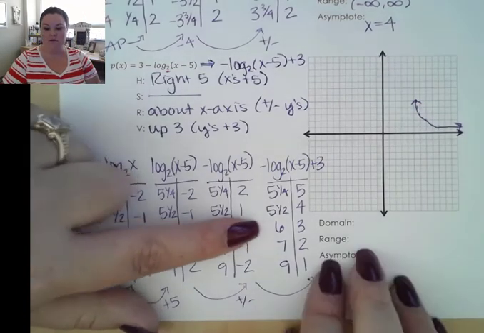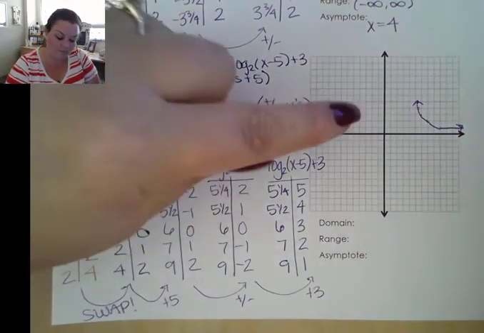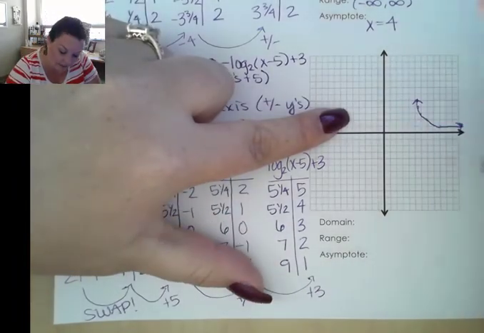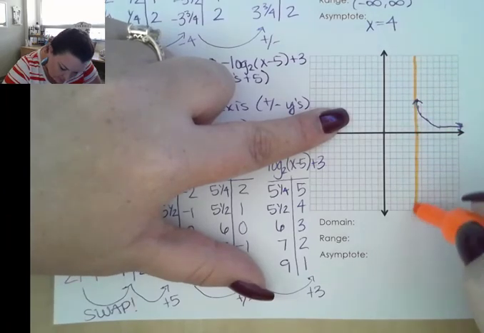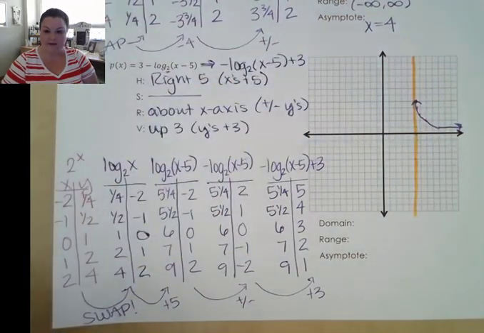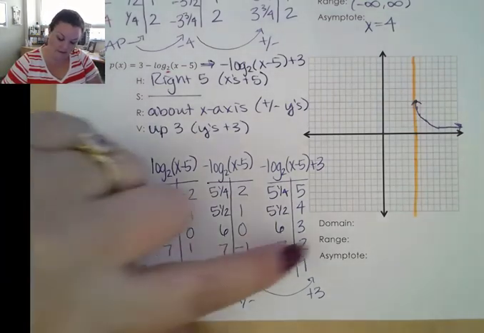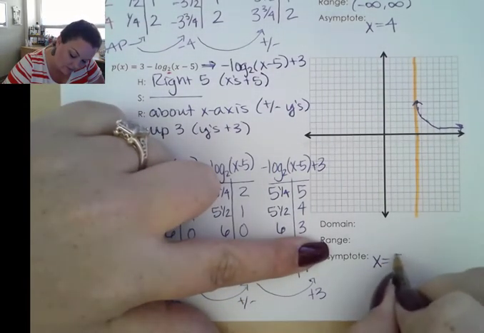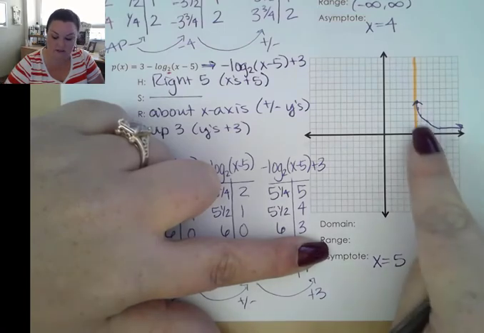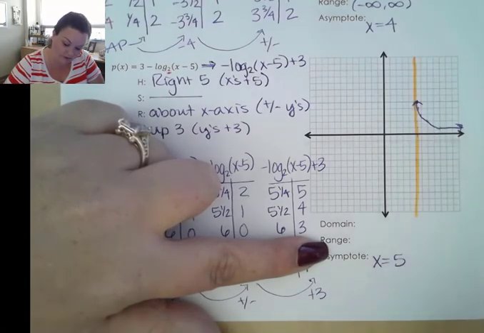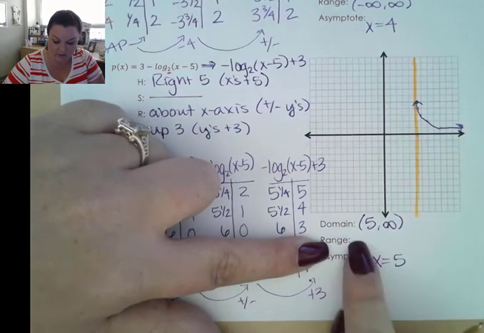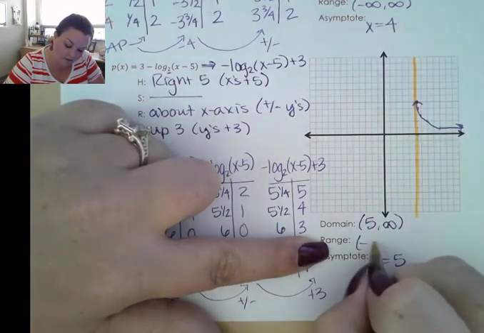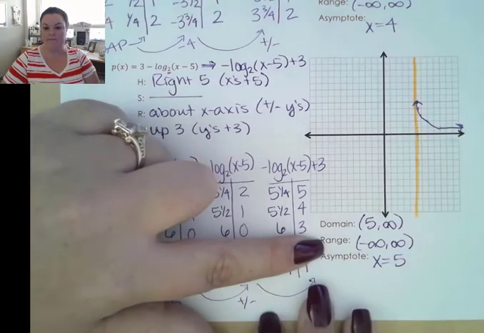So you can see where our function is coming and curling. It's avoiding hitting this vertical line that should be at 5, right? So our asymptote is going to be at x equals 5. And notice our function starts after the asymptote. So that's going to be from 5 out to infinity. And our range is going to keep going up and down. So -infinity to infinity. Okay?